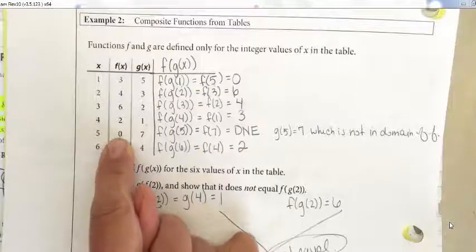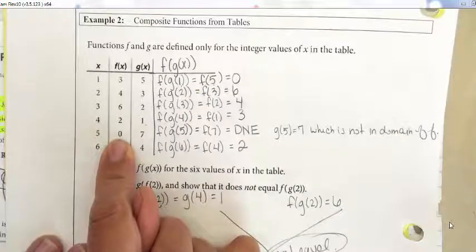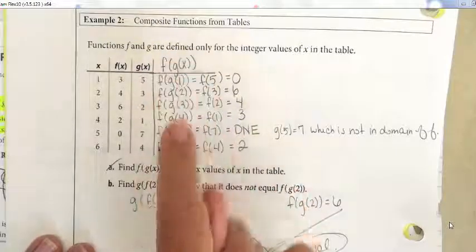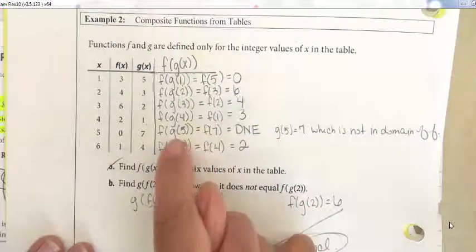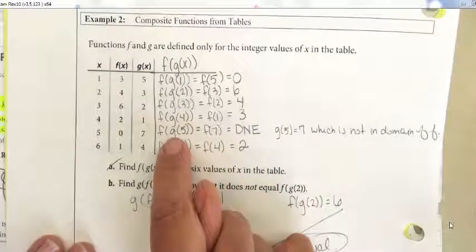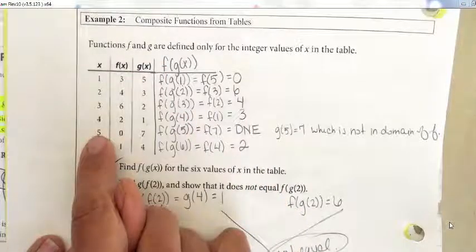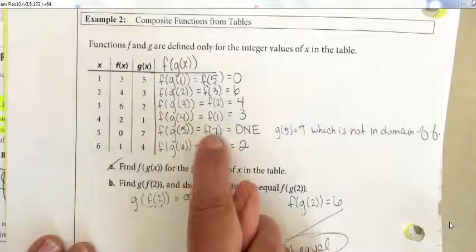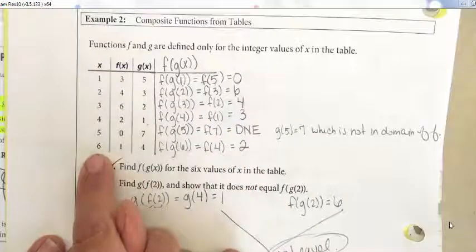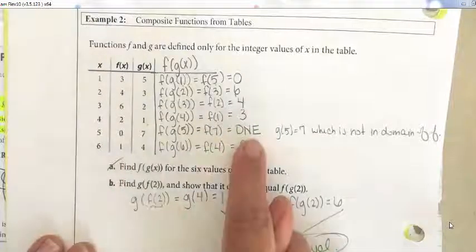Now sometimes if it's not in the domain, then this composition cannot work. So for example, g of 5 gave us 7, but there was no f of 7. So this composition did not exist.